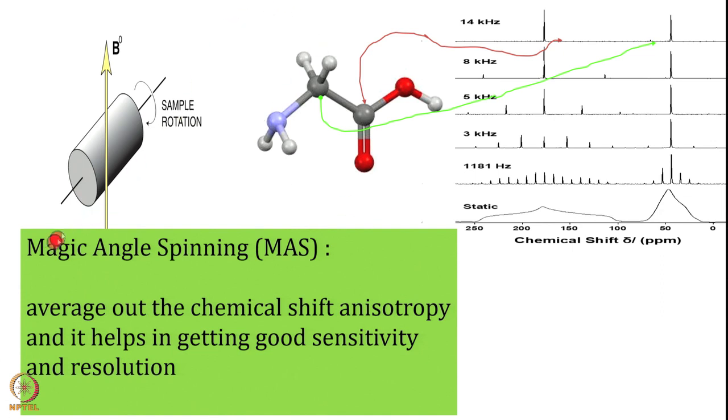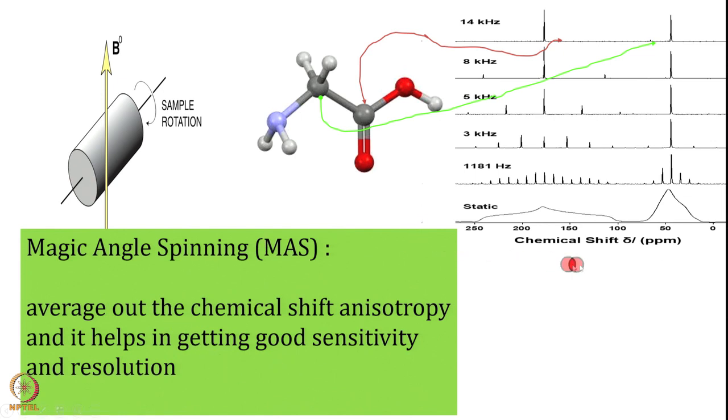So here is our sample packed in a rotor, this is the solid state NMR rotor, and this rotor is placed at a particular angle that is called the magic angle. This is the direction of the magnetic field, in the Z direction. Now this sample is spinning at very fast speed and that enhances the resolution. Essentially, magic angle spinning averages out the chemical shift anisotropy, and it helps in getting good sensitivity and resolution.